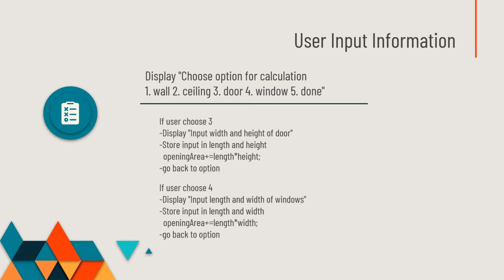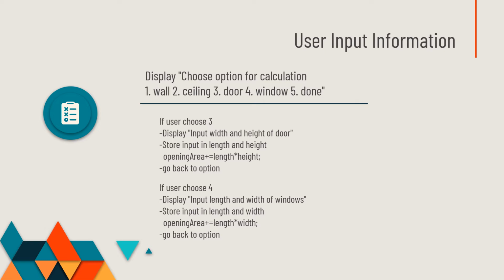If the user chooses 3, the system will ask the user to input the width and height of the door, and then the numbers input will be stored. The size of the door will be calculated by the length multiplied by the height, and then added to the opening area, and then go back to the options. If there is more than one door, the user can choose 3 again.